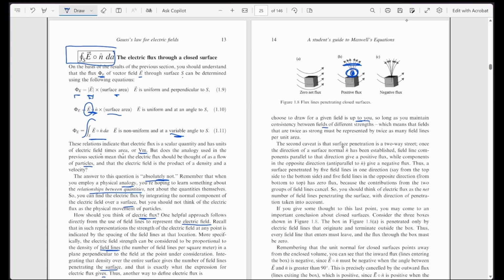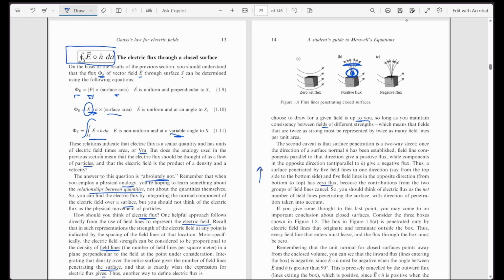The second thing is the surface penetration is a two-way street. Once the direction of the surface normal n has been established, field line components parallel to that direction give a positive flux, while components in the opposite direction, antiparallel to n, give a negative flux. Thus, a surface penetrated by 5 field lines in one direction, say from top to bottom, and 5 field lines in the opposite direction, has zero flux.